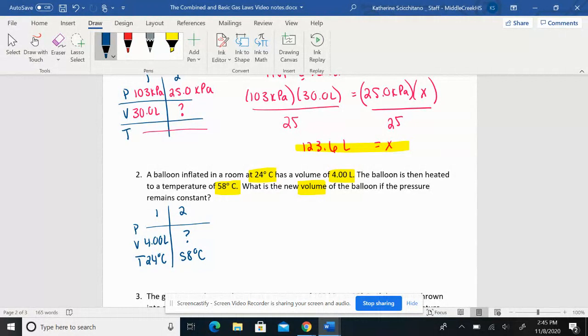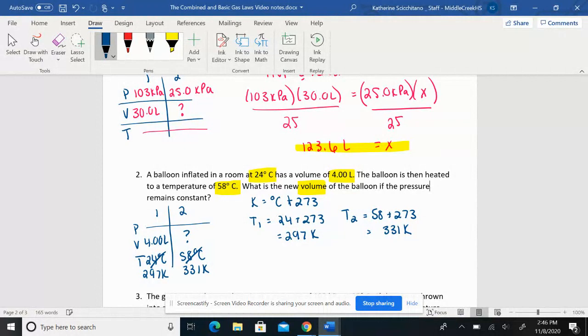So the first thing that we should do here is convert our degrees Celsius into Kelvin. So we know that in order to get to Kelvin, we do degrees Celsius plus 273. So for T1, I'm going to do 24 plus 273. And for T2, I'm going to do 58 plus 273. Okay, so I'm going to use my Kelvins instead of my degrees Celsius.